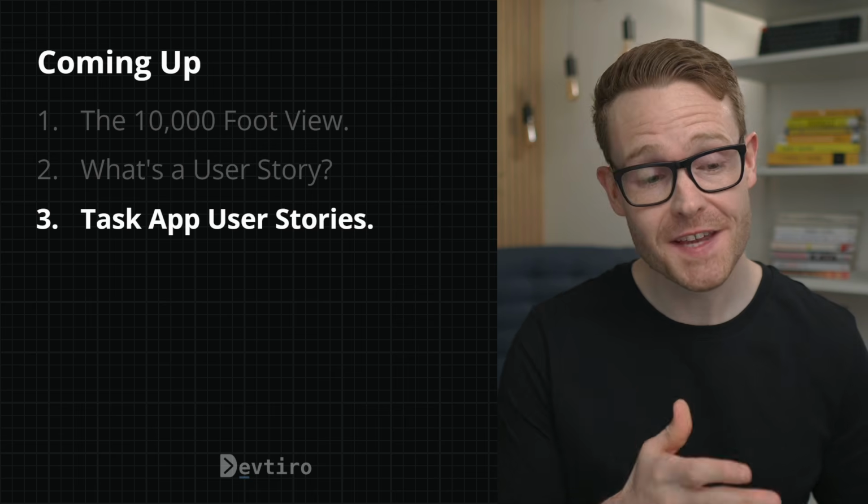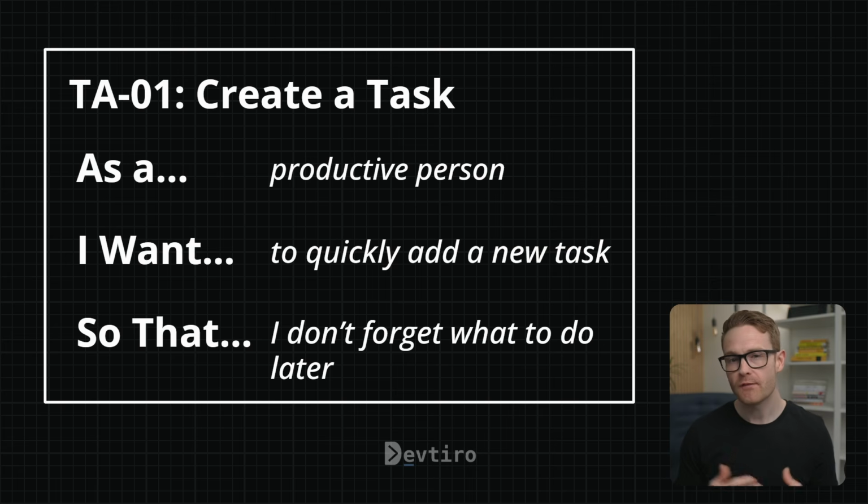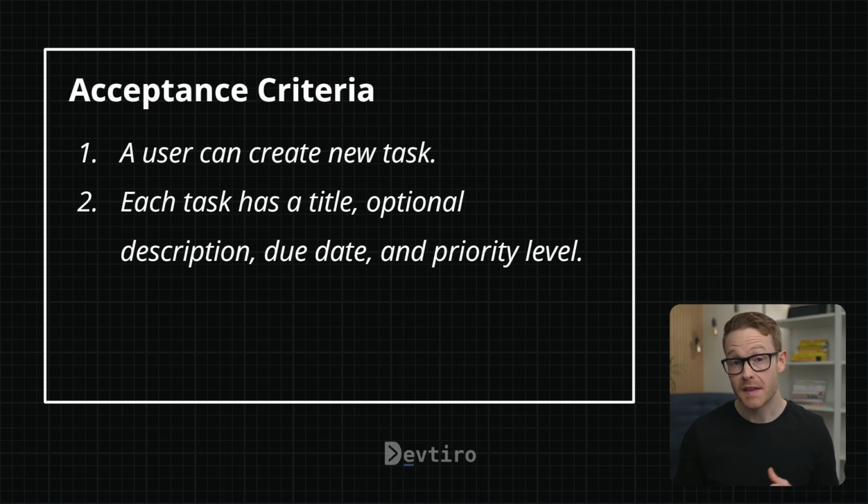So let's now explore the task app's user stories. There are 4 user stories in total for the task app build, and we've already seen the first one. So TA01 is about creating a task. As a productive person, I want to quickly add a new task so that I don't forget what to do later. And the acceptance criteria for this one is a user can create a new task, and each task has a title, optional description, due date, and priority level. So this one is about creating a new task.